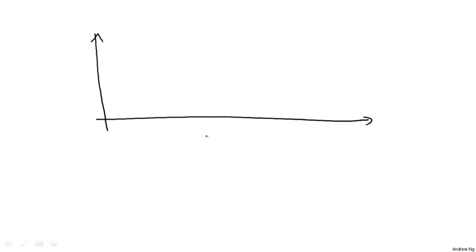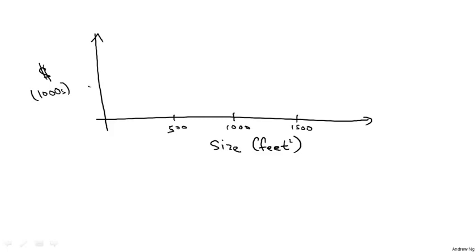A few years ago, one of the students working with me collected a data set on housing prices. So we can plot that data set where on the horizontal axis, I'm going to plot the size in square feet of the house, and on the vertical axis, I'm going to plot the price of the house in thousands of dollars. So 500 square feet, 1,000 square feet, 1,500 square feet, and so on. And let's say this is $100,000, that's $200,000, 300K, and so on.